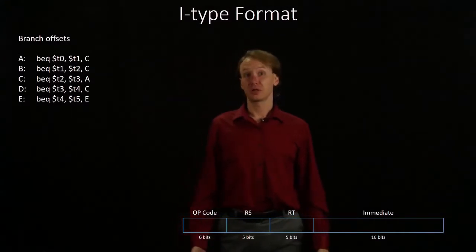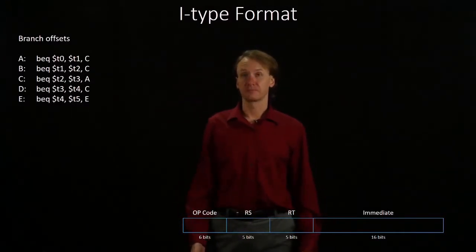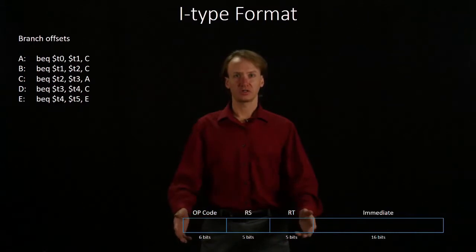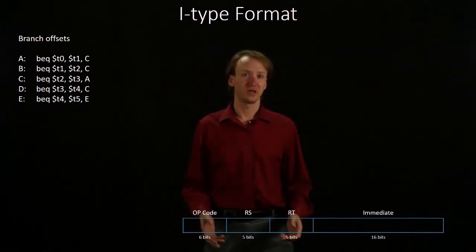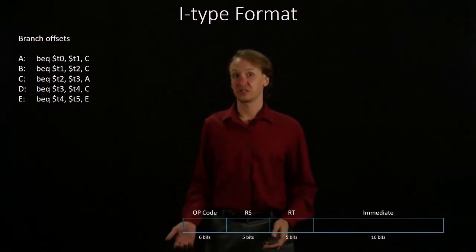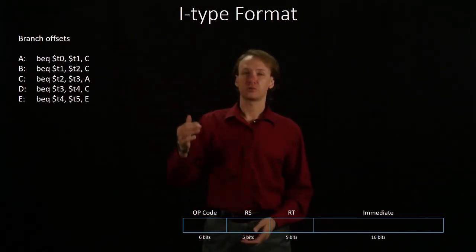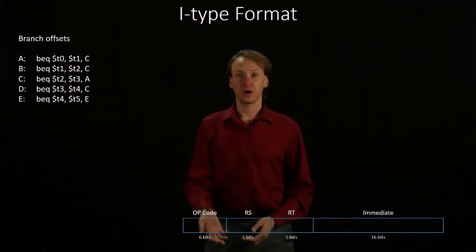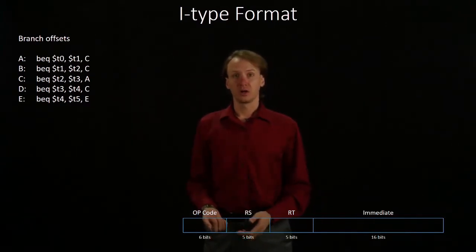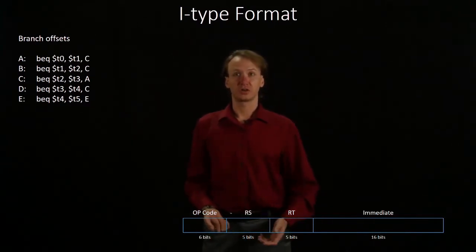This time we're going to be looking at some branch instructions. The first half of our branch instruction is not too much different than the other instructions that we've seen so far. We have an opcode for the branch equals instructions that we've got here. Our opcode would be 4. We have two source registers.